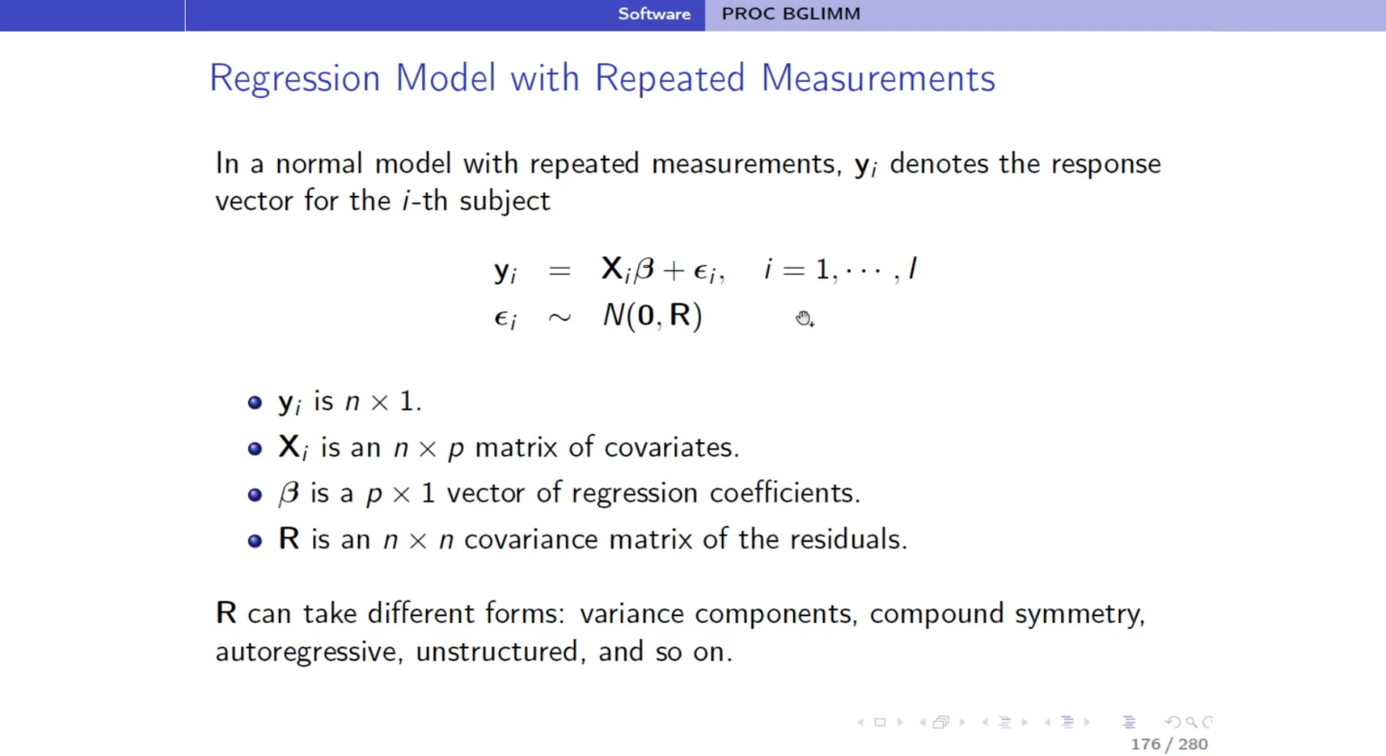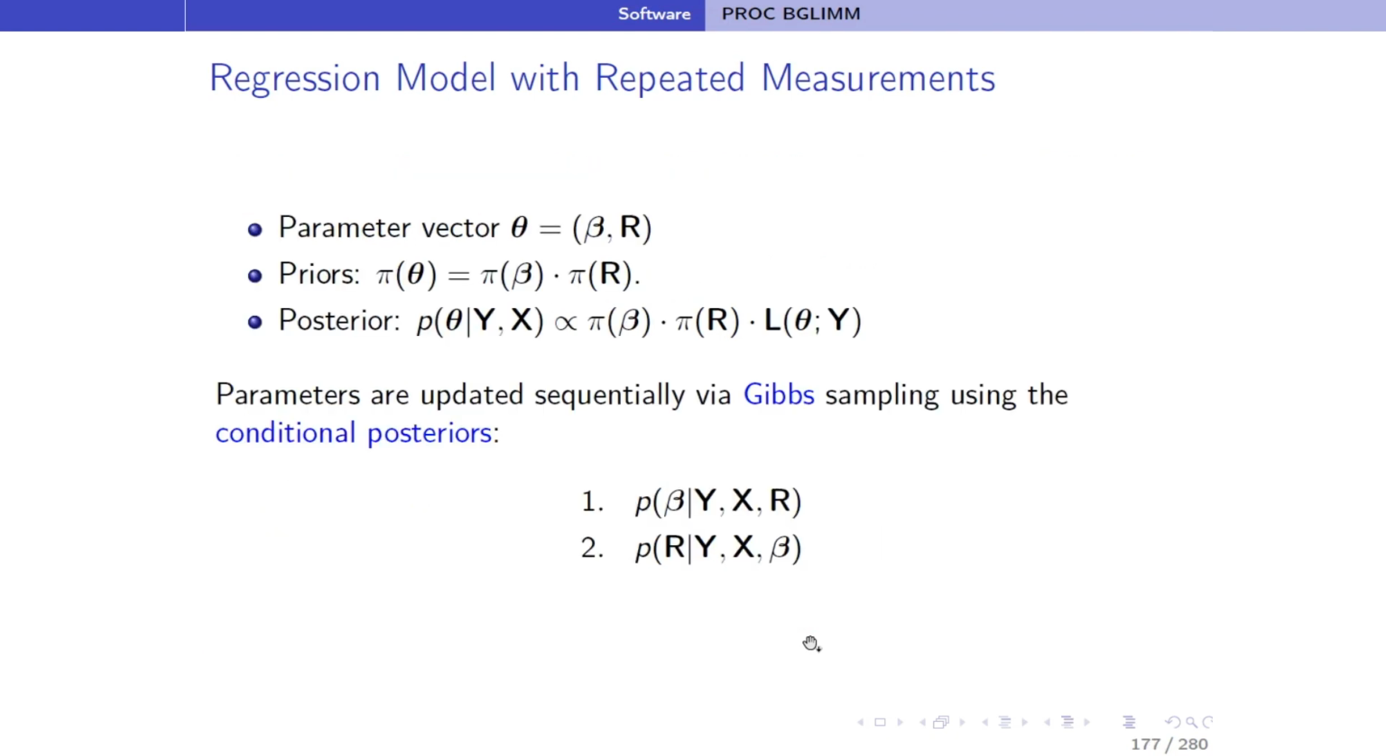The setup is essentially to indicate that yi is a vector of dimension n with covariance R. R is considered to be an n by n covariance matrix of the residual, and p is the number of parameters. And I have capital I subjects in the data. R can certainly take different shapes and different types. It's not an issue.